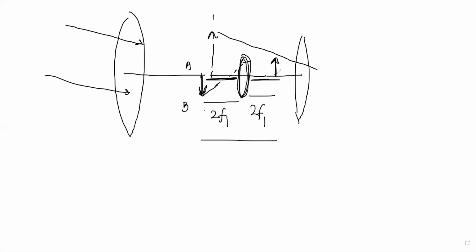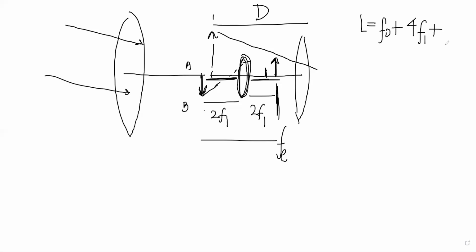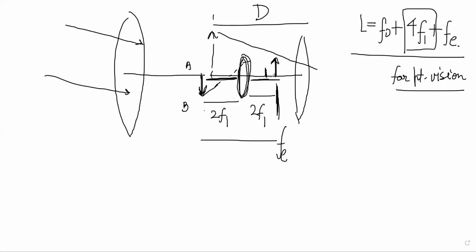After that, this final image should be either at the focus of the eyepiece, or it should be here so that you can see it at the near point. The final thing is the same; the only difference is that you put an extra converging lens here. But the problem is that the total tube length becomes very large, almost like this for far point vision. The tube length is 4 times f1, so it becomes like a long telescope. That's why it is not used so much.